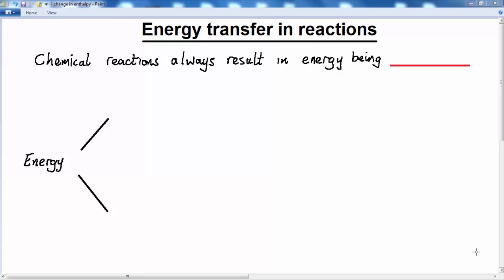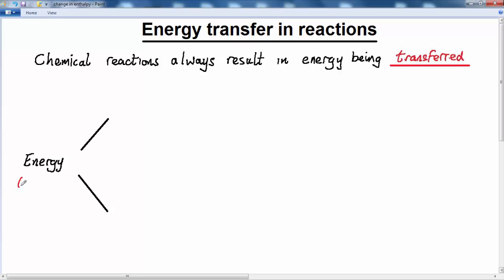In this lesson we're going to look at energy transfer in reactions. So we'll start by saying that chemical reactions always result in some kind of energy being transferred. As I say, all chemical reactions result in energy changes. Now, those energy changes are nearly always in the form of heat.